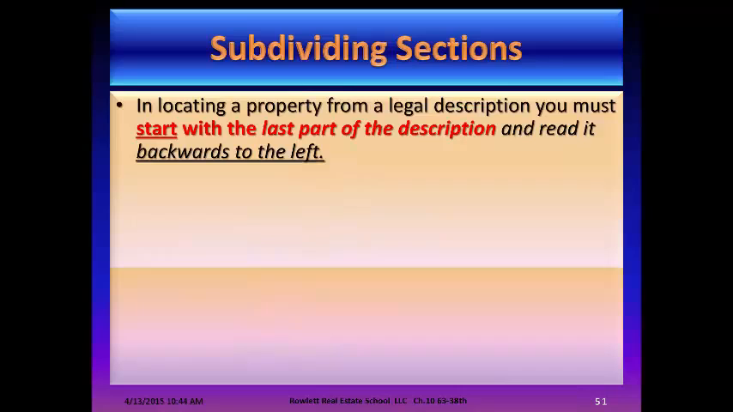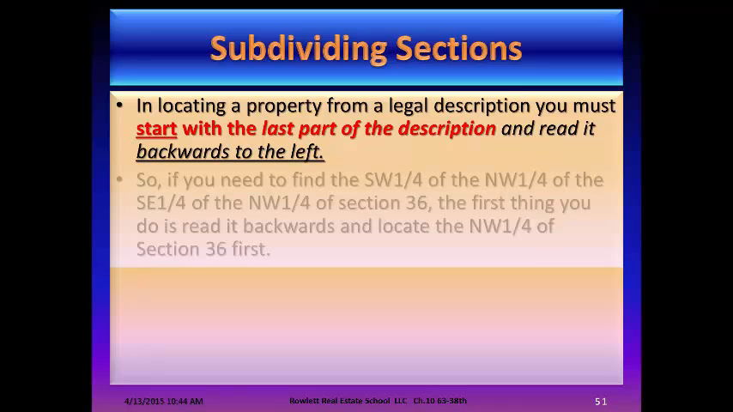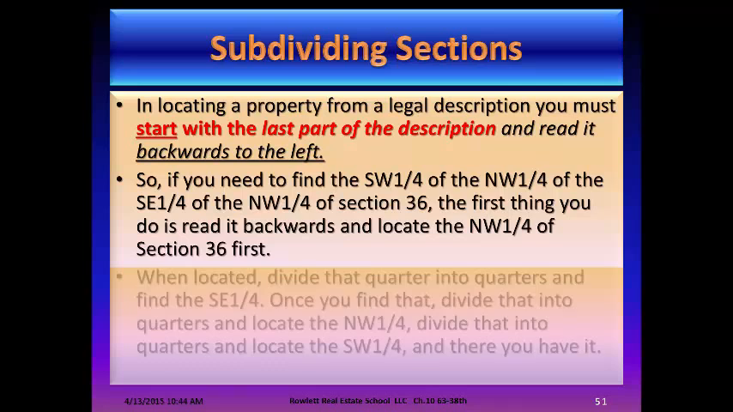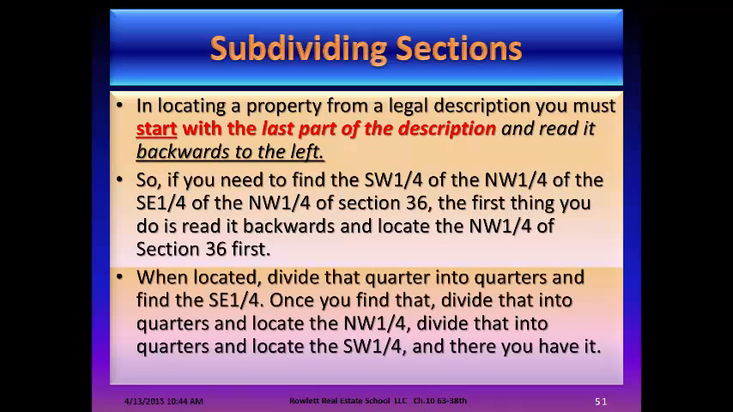In locating a property from a legal description, you must first start with the last part of the description and read it backwards to the left. So if you need to find the southwest quarter of the northeast quarter of the southeast quarter of the northwest quarter of section 36, the first thing you need to do is read it backwards and locate the northwest quarter of section 36 first. When located, divide that quarter into quarters and find the southeast quarter. Once you find that, divide that quarter into quarters and locate the northeast quarter. Divide that quarter into quarters and locate the southwest quarter, and there you have it.